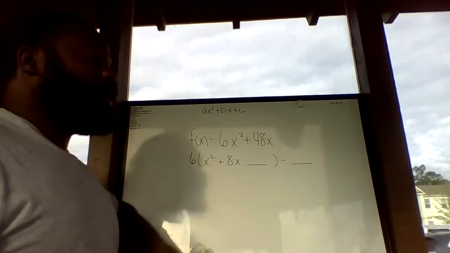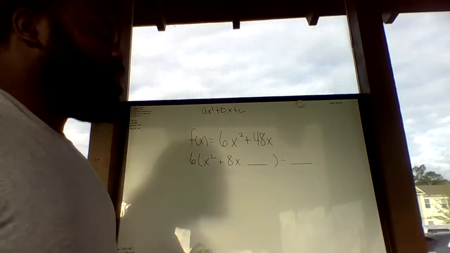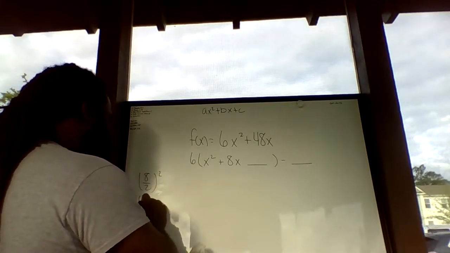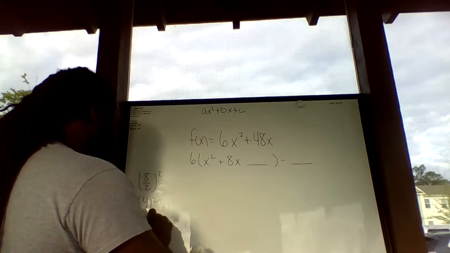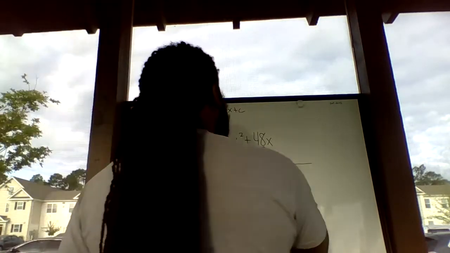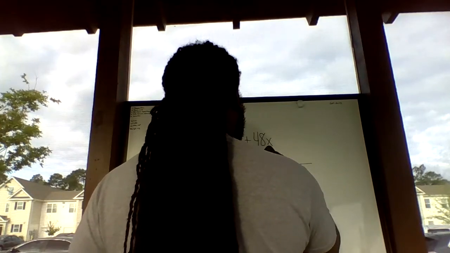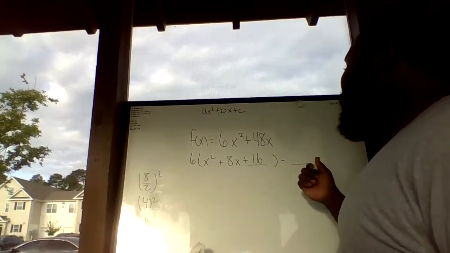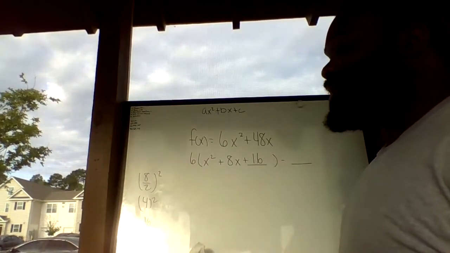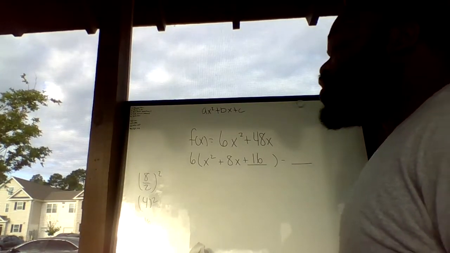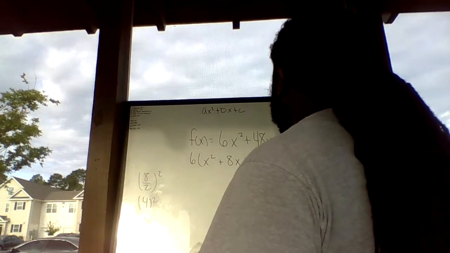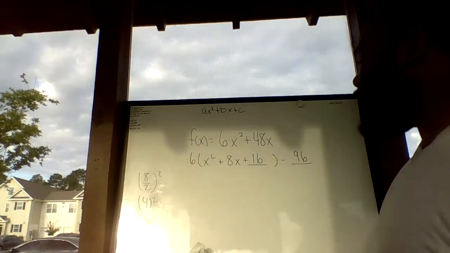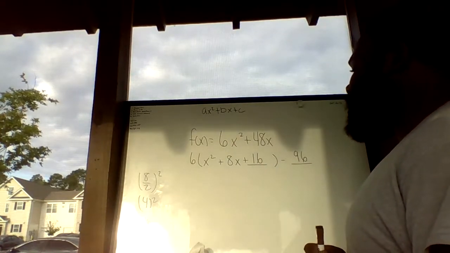So we want to complete our square. Well, we want to know what's half of 8. Half of 8 is 4. We square our 4, and we're left with 16. So inside, I got a plus 16. But what do I have on the outside? Well, on the outside, I don't have 16. I have 6 times 16, which leaves me with subtracting 96. On the inside, I had a positive 96. On the outside, I need to put a negative 96.